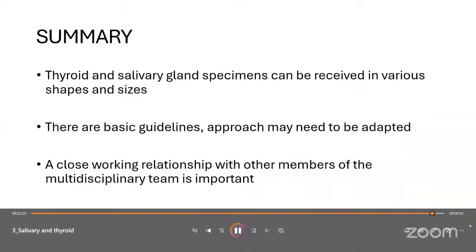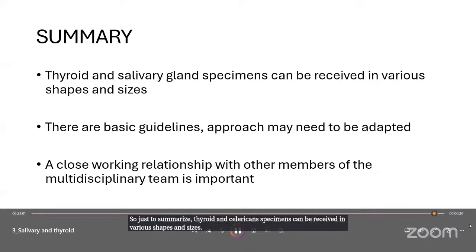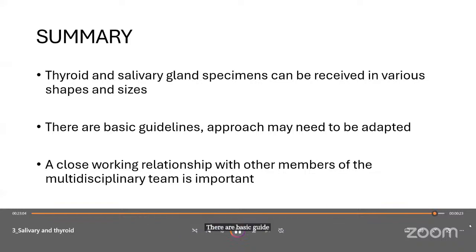So just to summarise, thyroid and salivary gland specimens can be received in various shapes and sizes. There are basic guidelines to direct macroscopic management, but there's no one size fits all, so the approach may need to be adapted depending on the specimen received. Having a very close working relationship with other members of the MDT, particularly our surgical colleagues, is very important for optimising macroscopic management, but ultimately also ensuring a high quality microscopic report for individual patients.